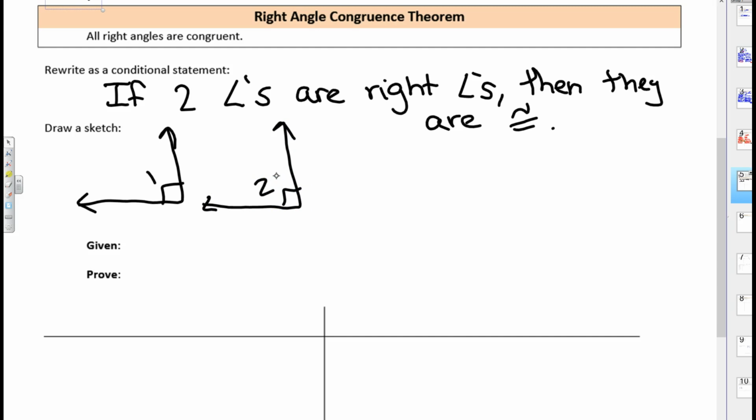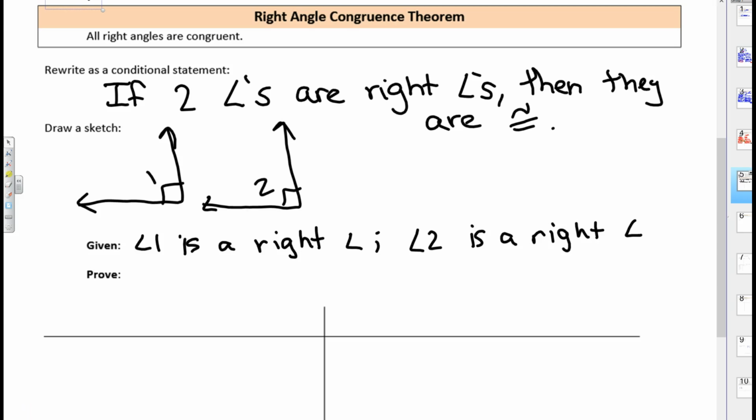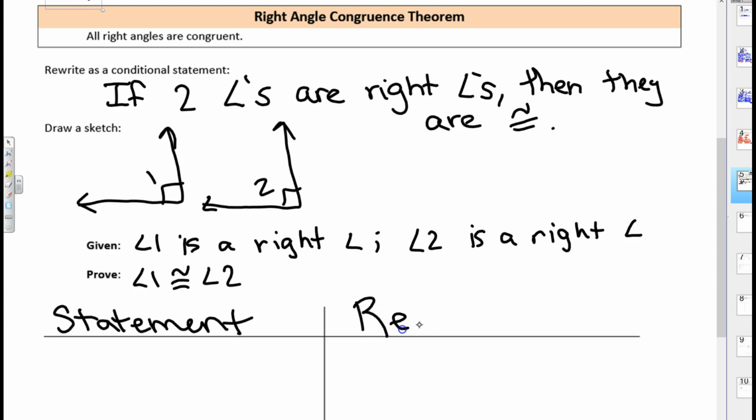My given is that angle 1 is a right angle and angle 2 is a right angle. And my proof statement is that angle 1 is congruent to angle 2. So now we're ready to get going. We've got our statement column and our reason column, statement and reason, okay?